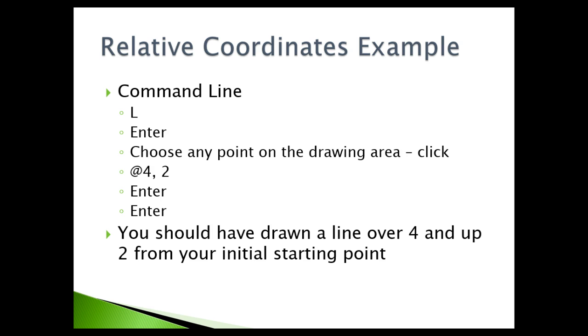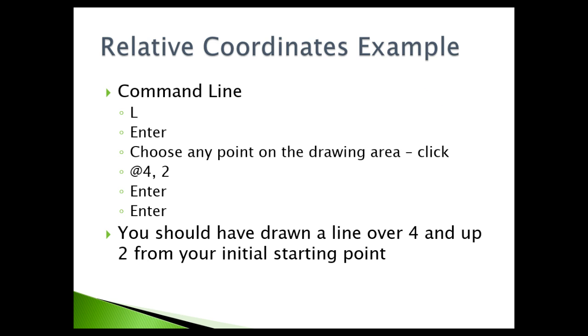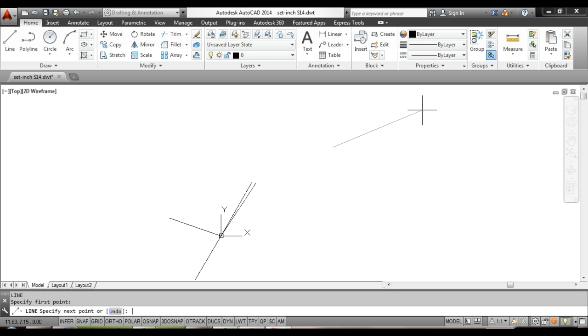To give you an example, we're going to come into our command line and do L, enter. It's asking for the first point. I'm just going to click somewhere out here in space. It really doesn't matter exactly where my cursor is. Now you can see that I have the first piece of that line selected. Now I'm going to use relative coordinates and type in @4, 2.